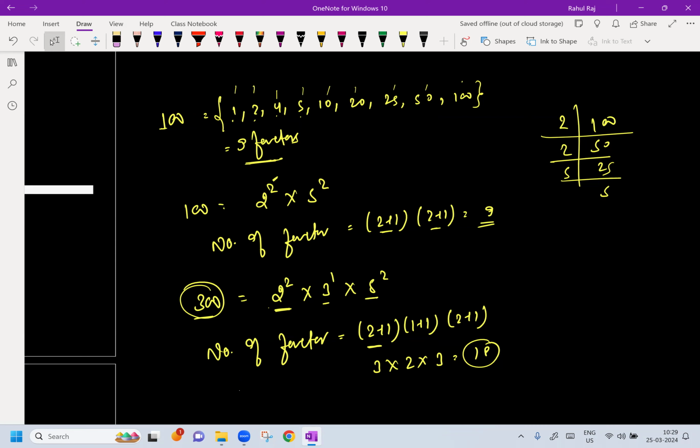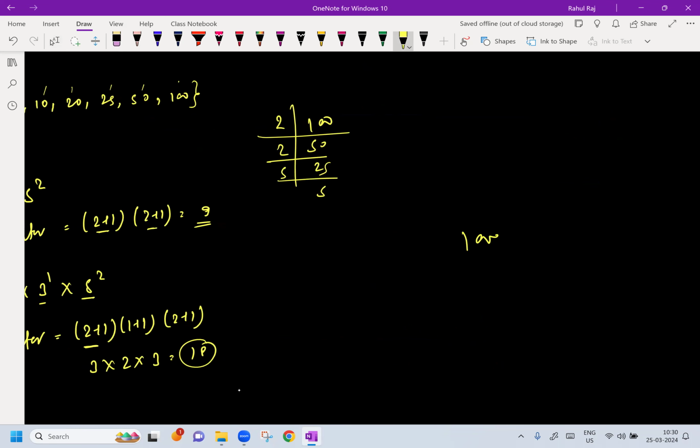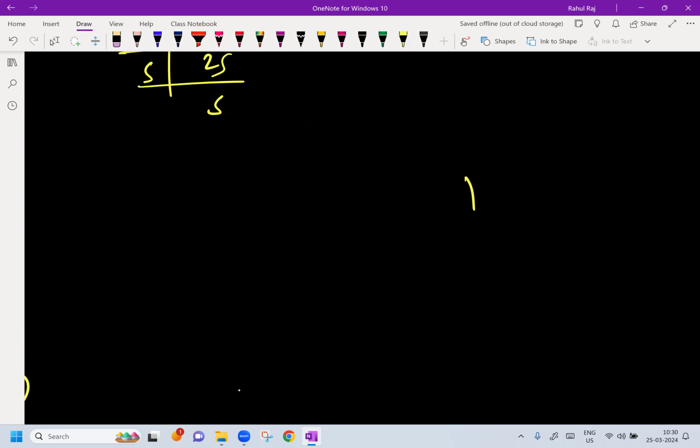If it was some 300 you've taken here, it is easy. Whatever else you want, tell me what to take. Should I take 1000? Yeah, take 1000. So first convert 1000 into prime factor form. Simple.